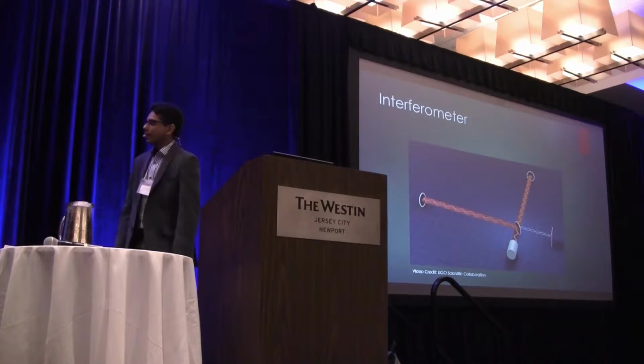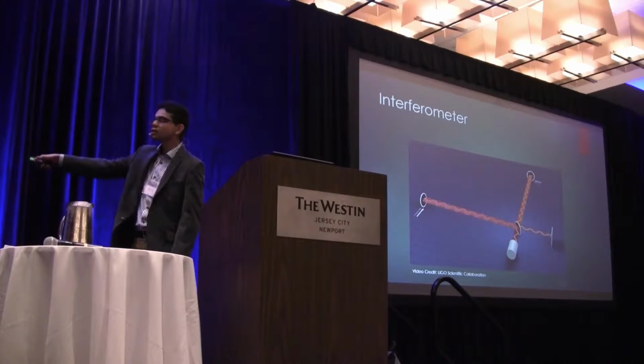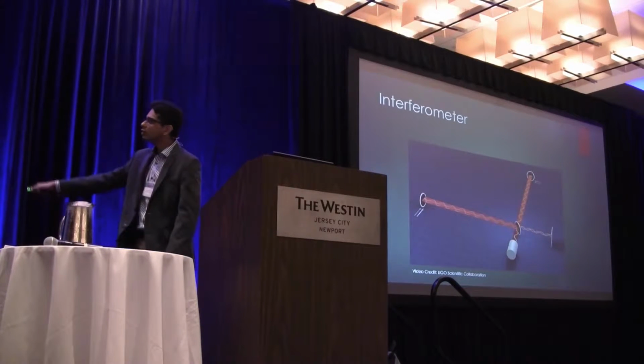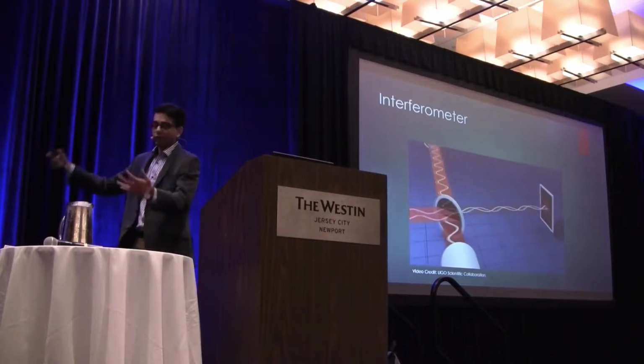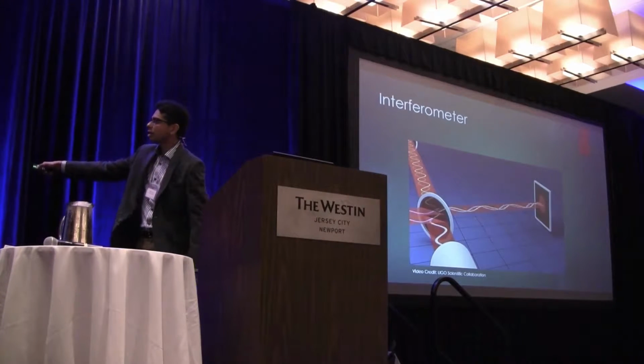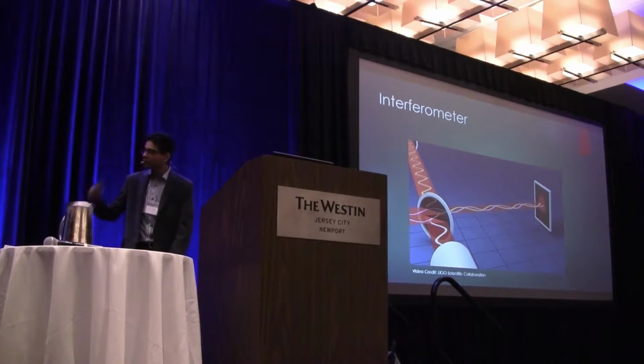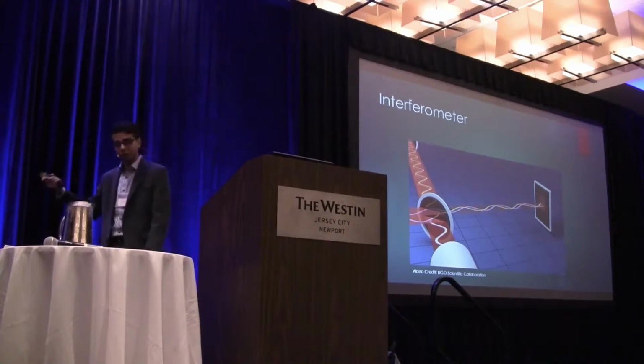Now you will see that gravitational waves are coming in. And when the gravitational waves come in, there is a minuscule change in the length. This minuscule change in the length results in interference. And then you get detection, a particular pattern of detection at the photodetector. And this is what LIGO attempts to do.